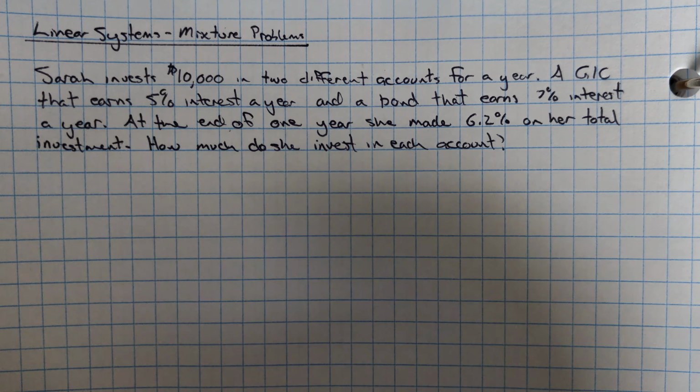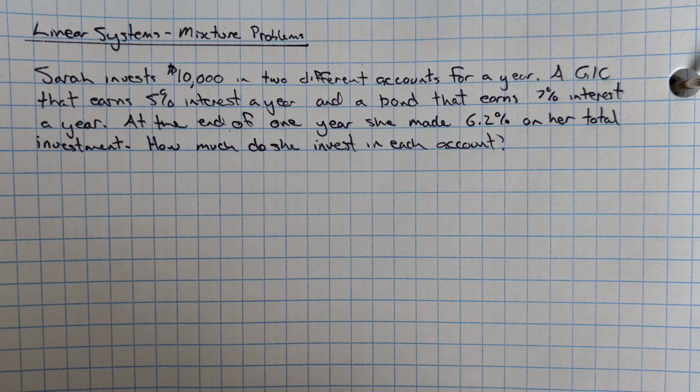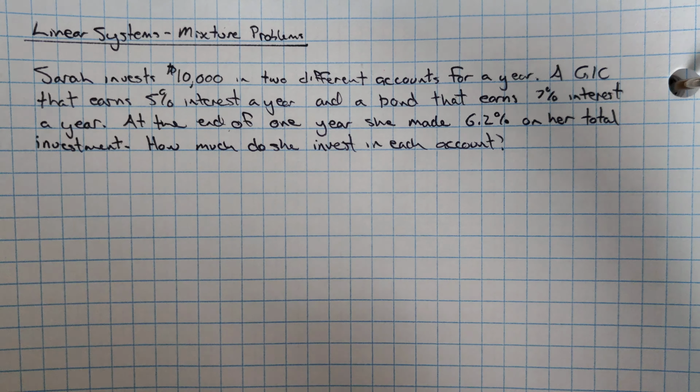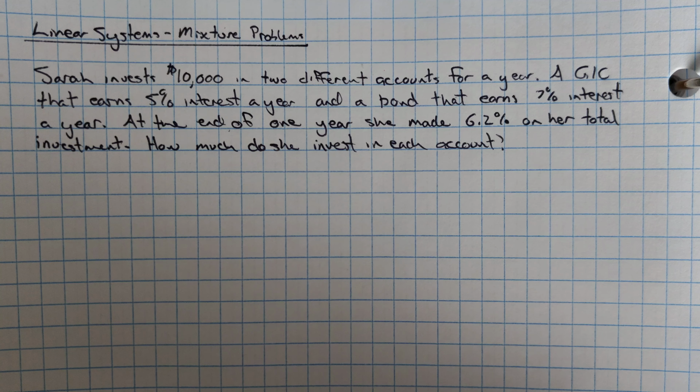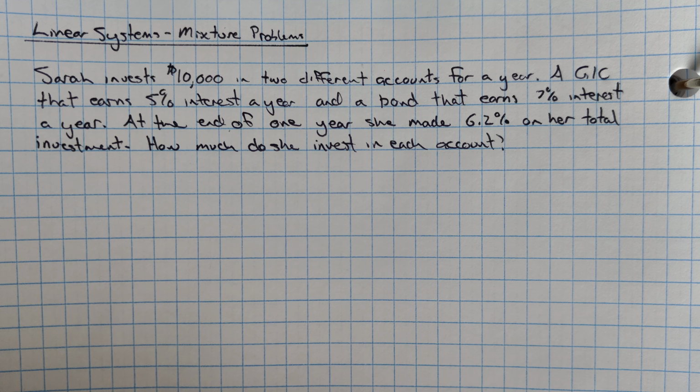So in this case here, we have financial investment. Sarah's investing $10,000 in two different accounts for 1 year. A GIC that earns 5% interest a year and a bond that earns 7% interest a year. At the end of 1 year, she's made 6.2% on her total investment. So on that $10,000, she's made the 6.2%. How much did she invest in each account?